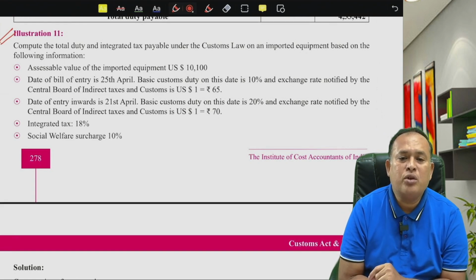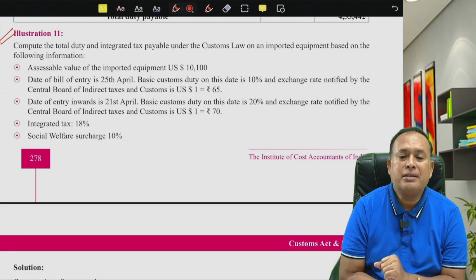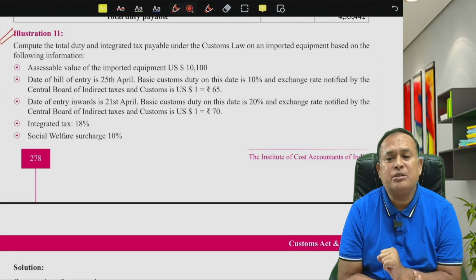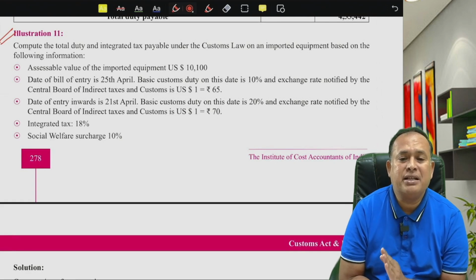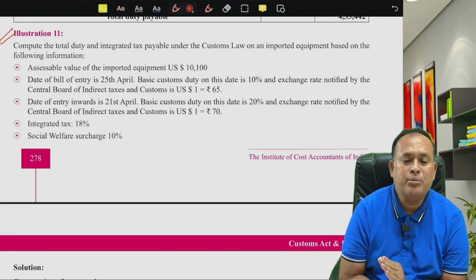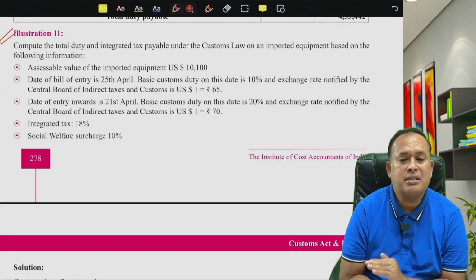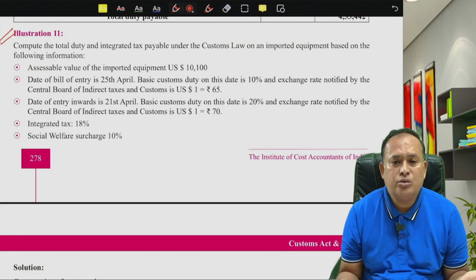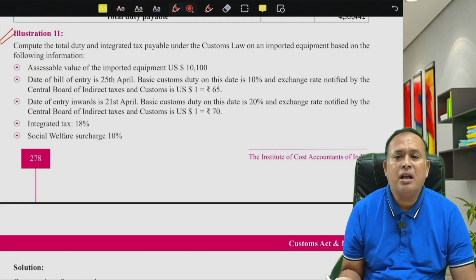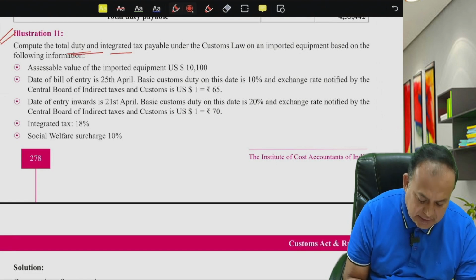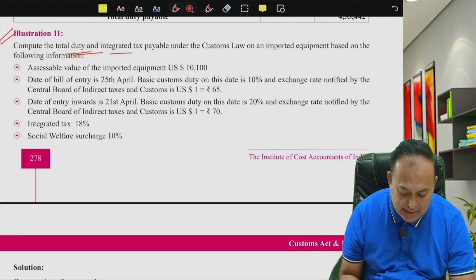Date of entry invoice is 21st April. Basic custom duty on this date is 20% and the exchange rate notified by the Central Board of Indirect Tax and Customs is $1 equal to 70 rupees. Integrated tax 18%, social welfare surcharge 10%. So in the given case, what are they asking under the customs law? Compute the total duty. It is very simple. They directly give us the value.